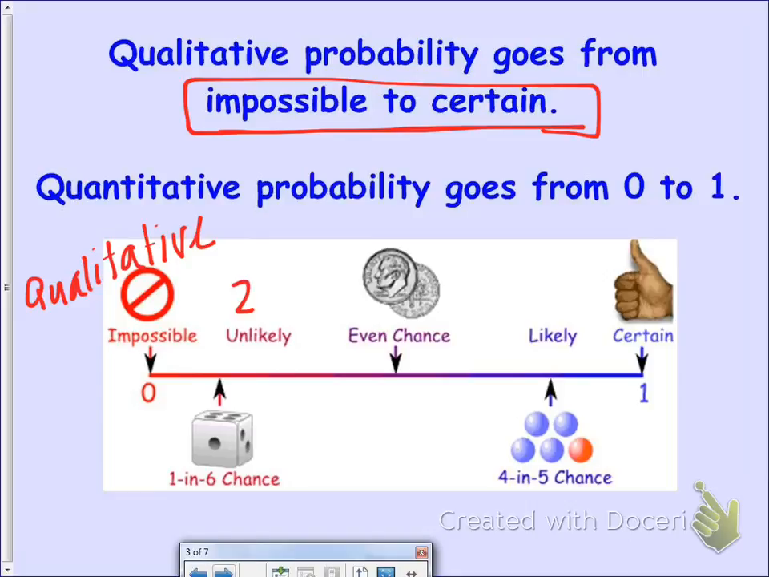Unlikely is about 25%-ish of happening. Even is smack dab in the middle at 50%. Likely is 75%. And certain means 100%. All the way is going to happen.